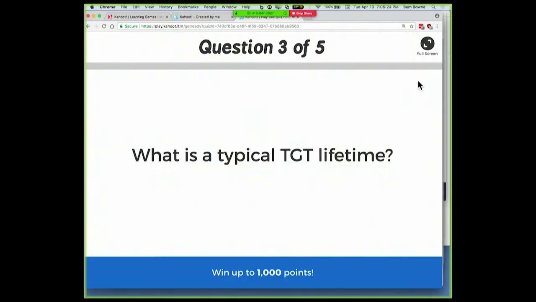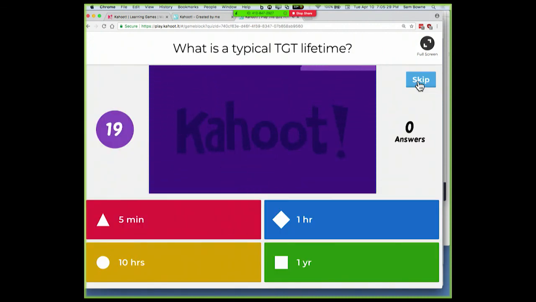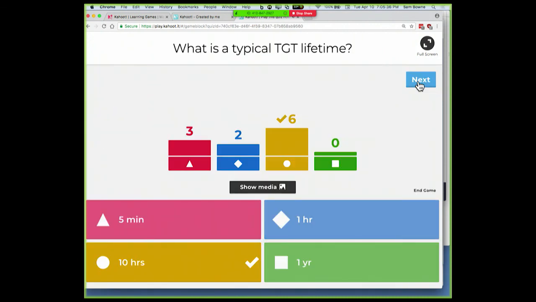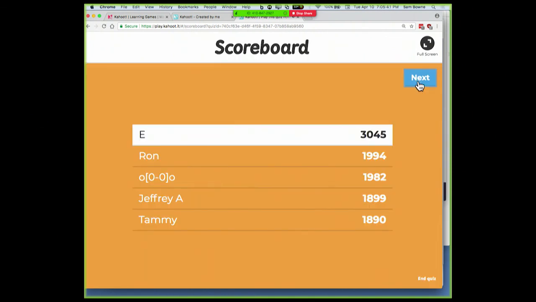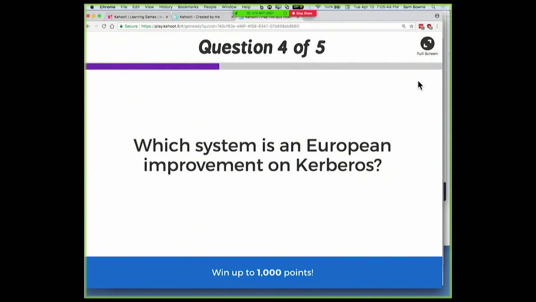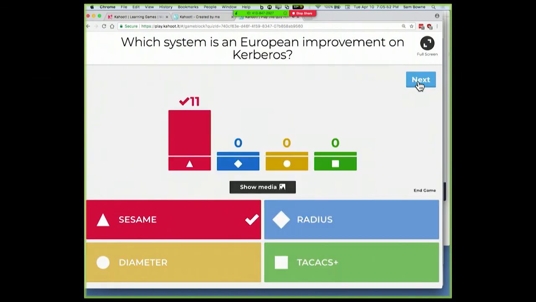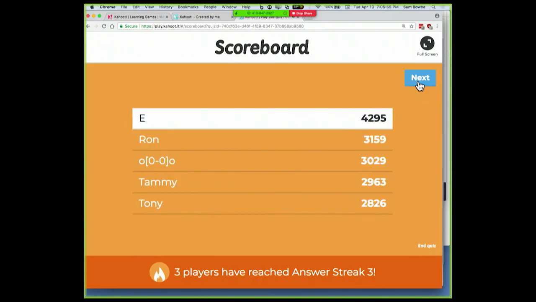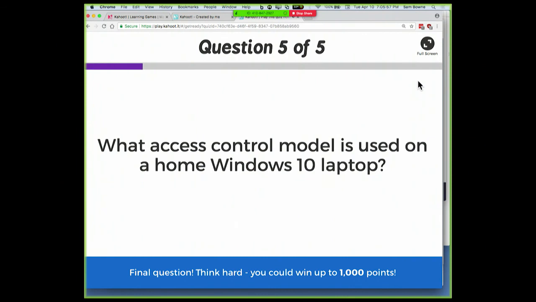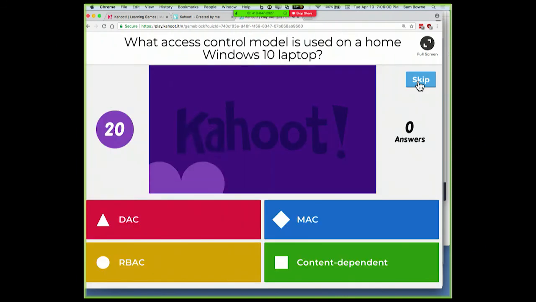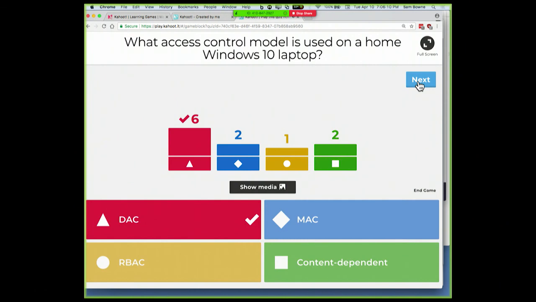All right, how long does a TGT live? That's the thing, you're connected for 10 hours. You have a ticket granting ticket. It works for 10 hours. All right, which system is the European improvement over Kerberos? Sesame, all right. And what access control model do you have on a home laptop? That's discretionary access control on a home device. You are the owner and you can do anything you want with that device and all the data on it.